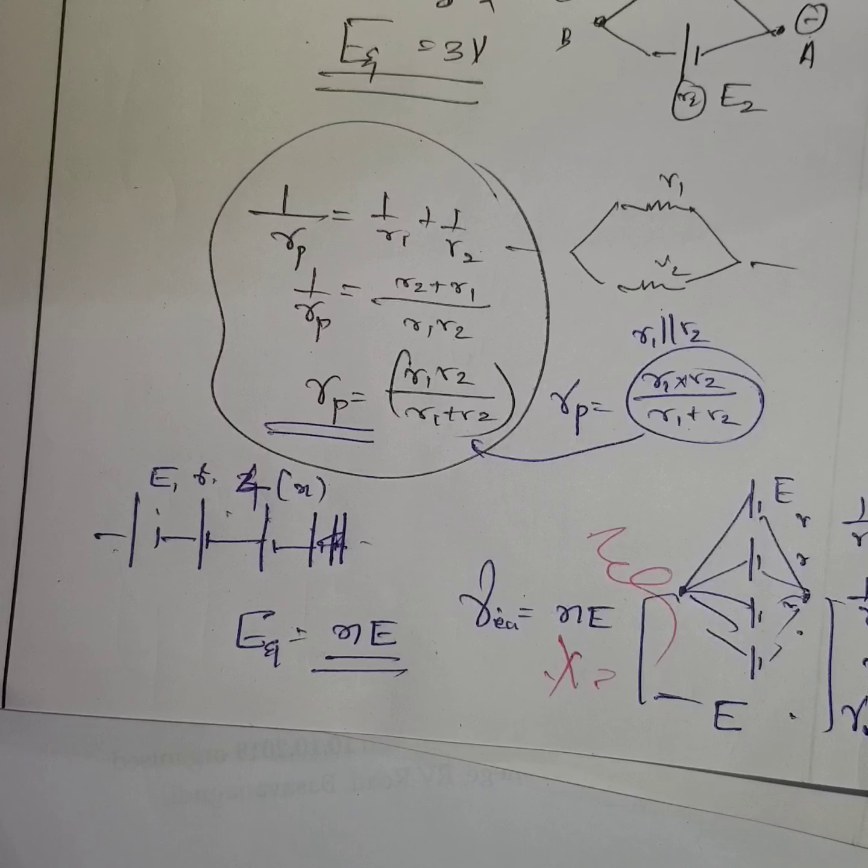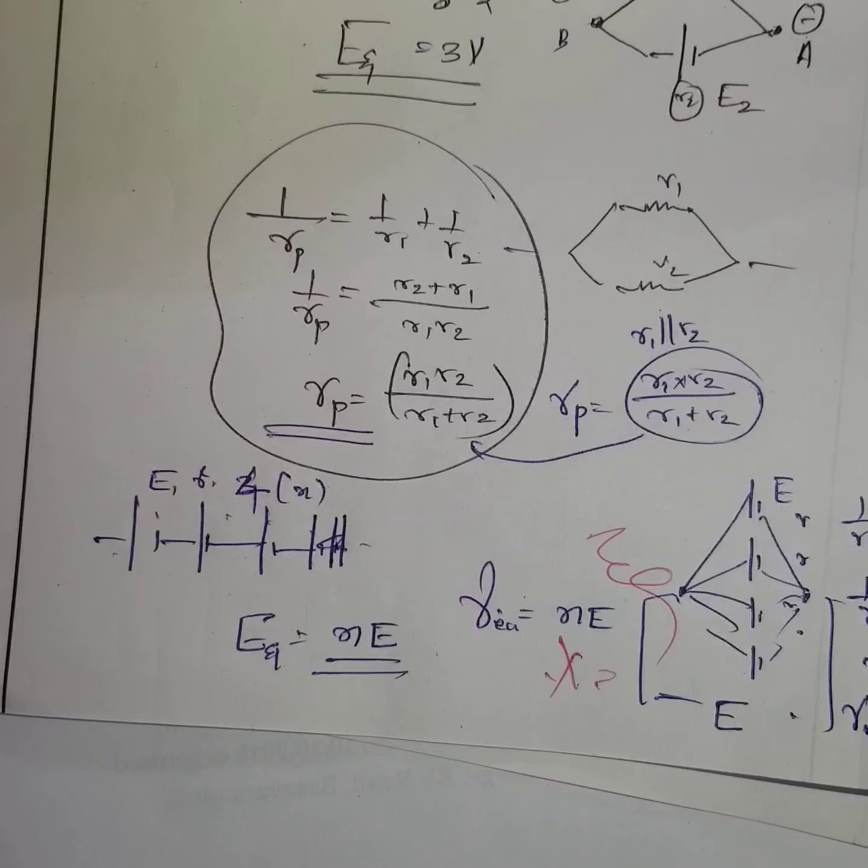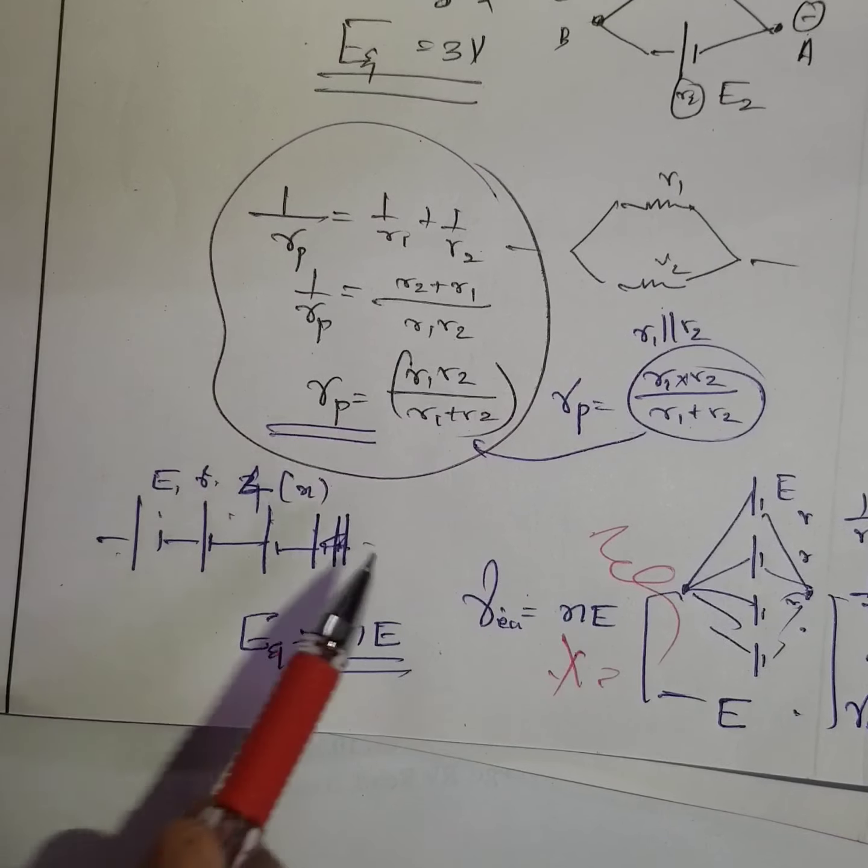I'll continue. When the cells are in series, not resistances in series. Now we are going to do cells in series and cells in parallel. Definitely they will ask you a 5 mark question. You be prepared for that. Okay? Thank you.